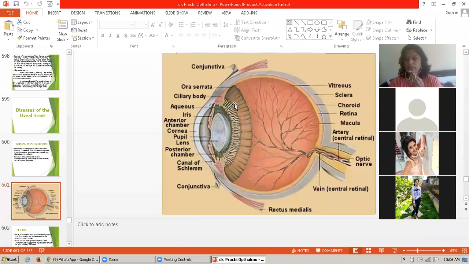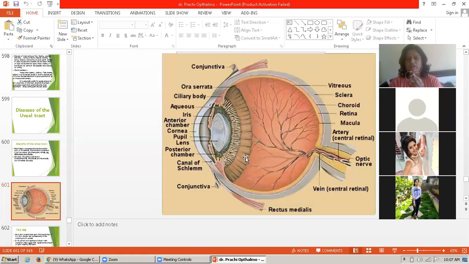The eyeball, along with the uveal tract, contains the conjunctiva. This is the ora serrata. This is the ciliary body. Just before that is the aqueous, and the ciliary body continues below as the iris. Just in front of the iris, there is the anterior chamber. This one is the cornea, this is the pupil, and this whitish oval shape is the lens. Just below the iris, there is the posterior chamber. So the iris divides the anterior chamber and the posterior chamber. Then this is the canal of Schlemm.